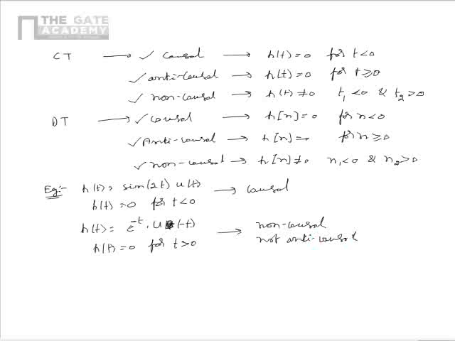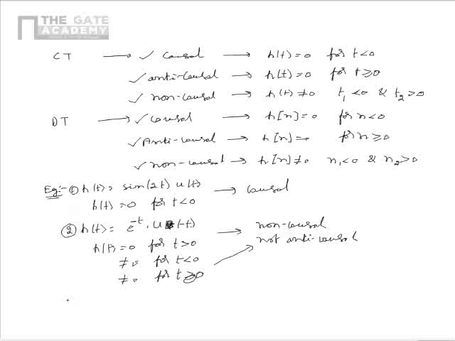The system is non-causal as h of t is not equal to 0 for t less than 0. The system is not anti-causal as h of t is not equal to 0 for t greater than or equal to 0. Please note the equality sign. From this we say that the given system is not causal and not anti-causal as well.